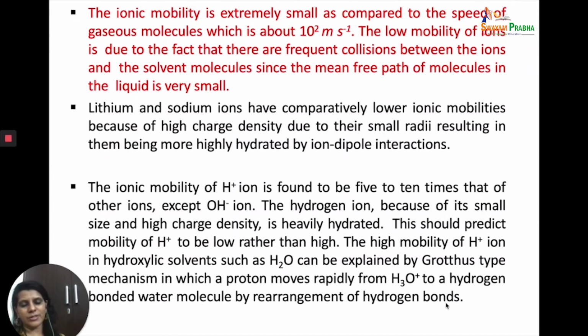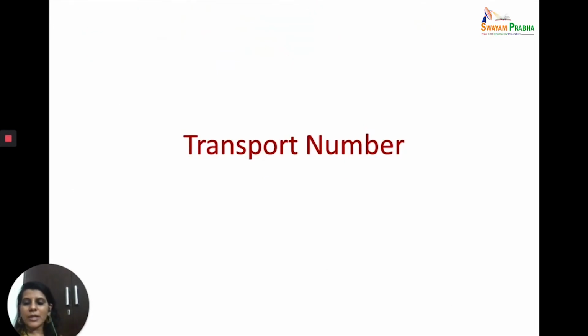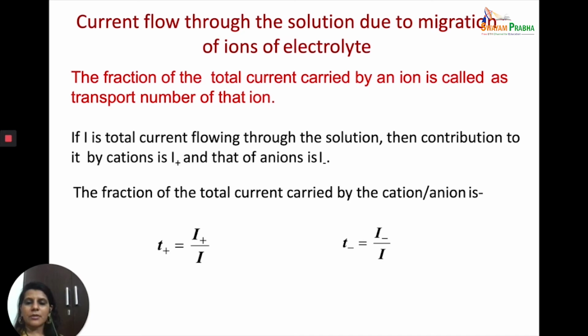Now let's look at another term called transport number. Now current flows through the solution due to the migration of ions of the electrolyte. The fraction of the total current carried by an ion is called the transport number of that ion. Let us say I is the total current flowing through the solution.